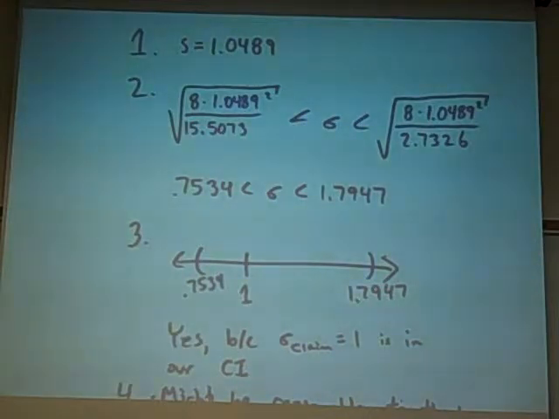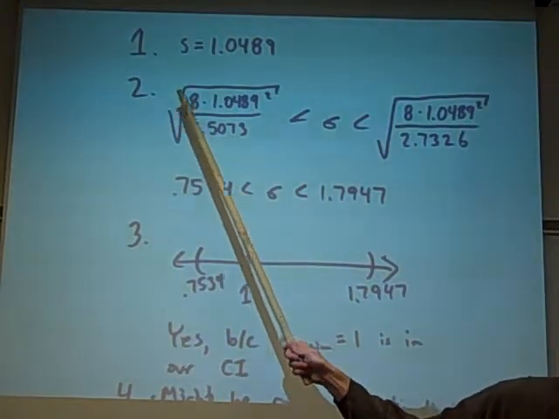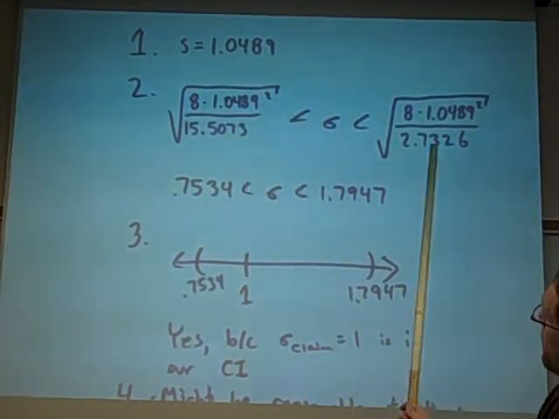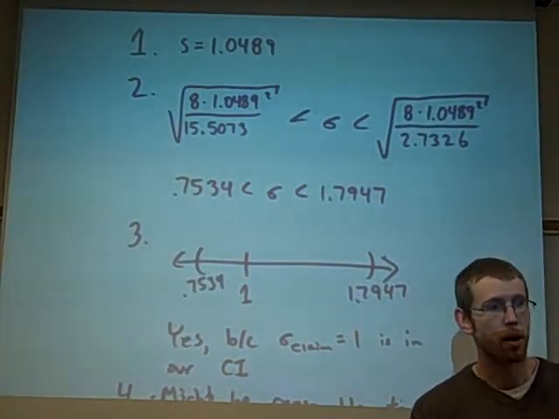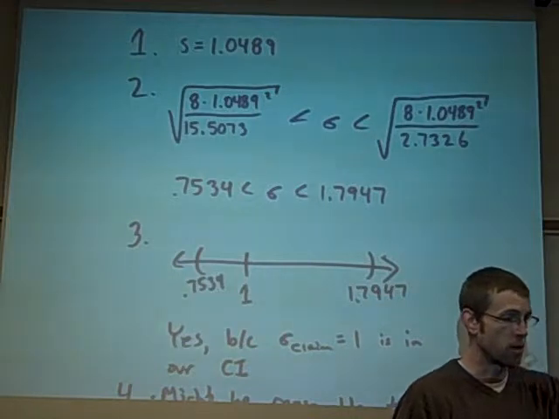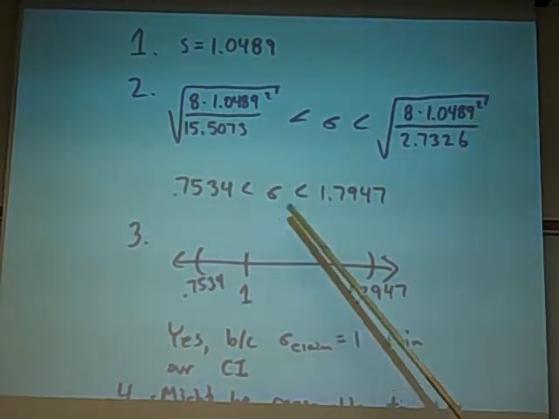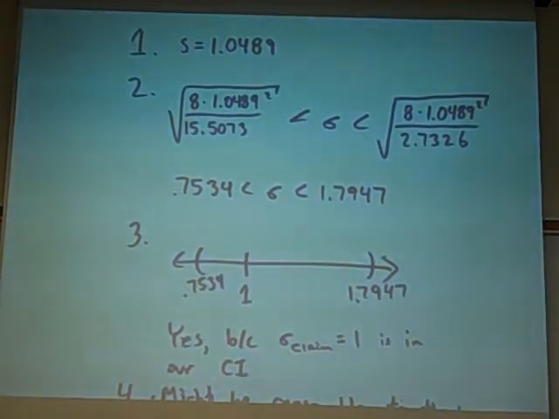In terms of the confidence interval, this is a 90% confidence interval. Hopefully I looked up the chi-squared values correctly. But for both of them, I'm going to take n minus 1, which is 8. So take 8 times s squared and divide by the 2 chi-squared critical values. I got 15.5073 and 2.7326. Remember, those came off of the 8 degrees of freedom row in our chi-squared table. When I simplify those, I get 0.7534 up to 1.7947.